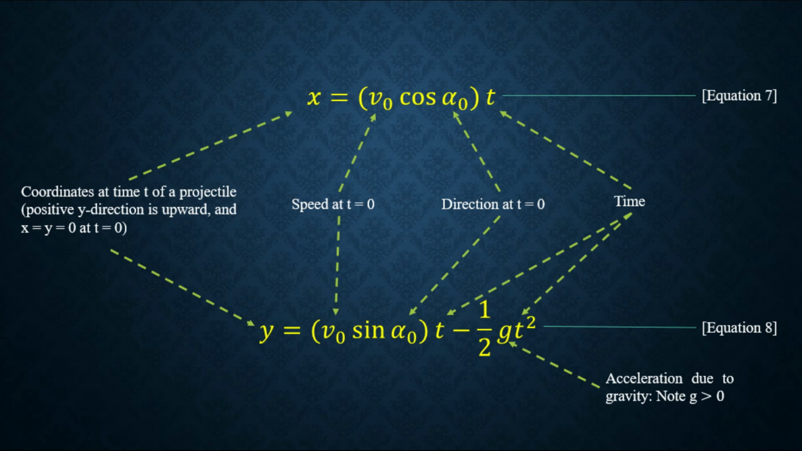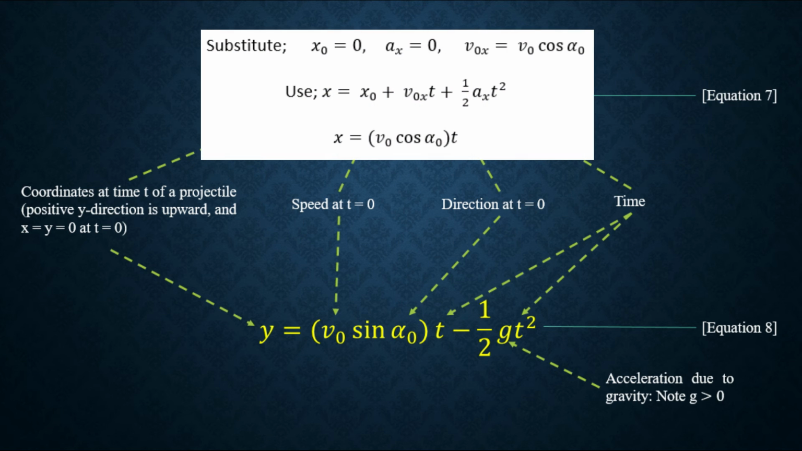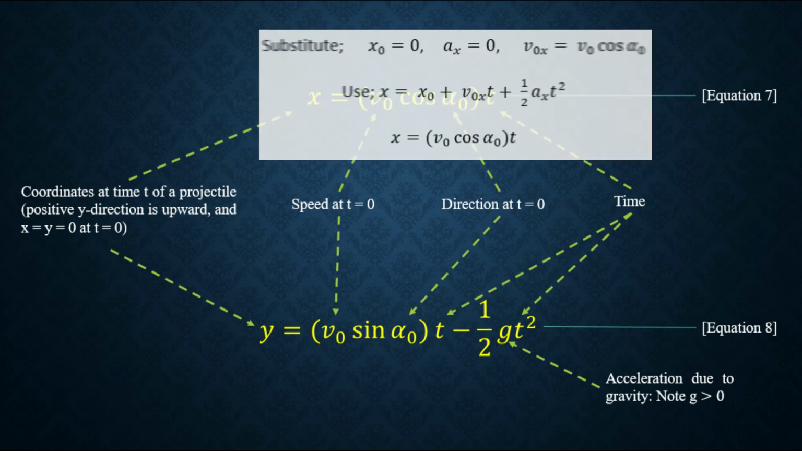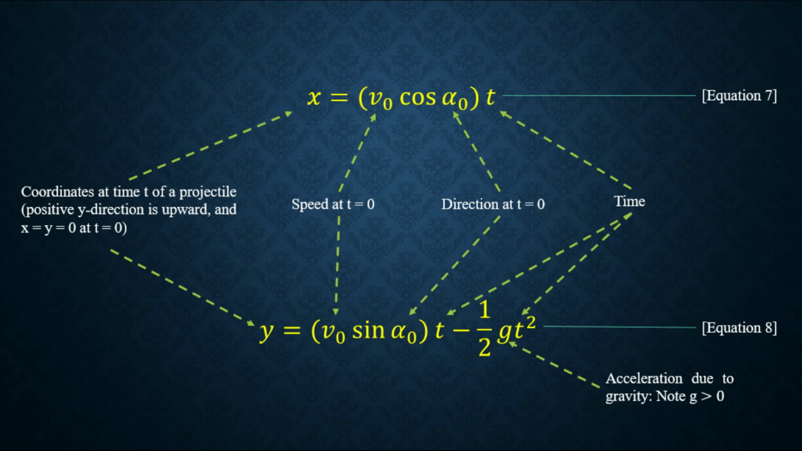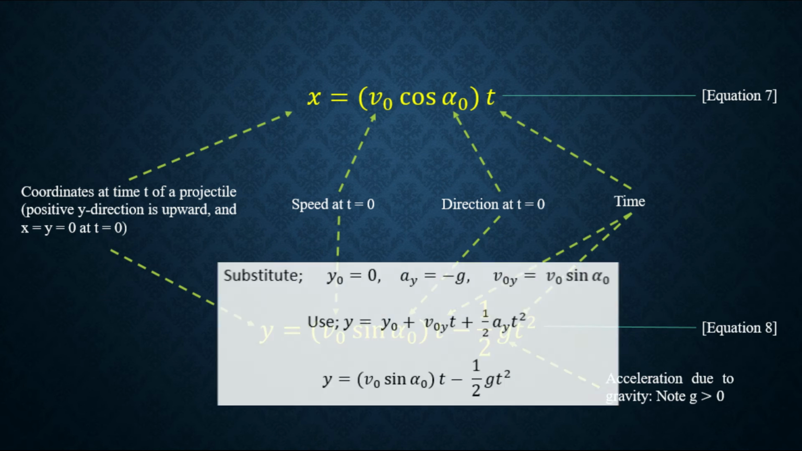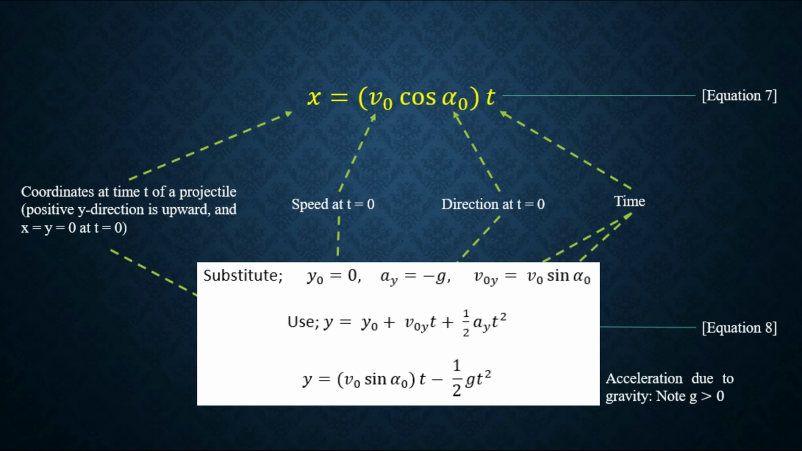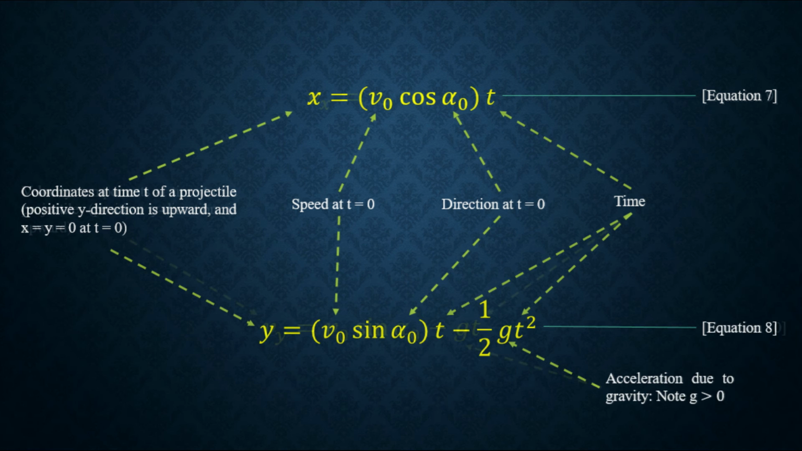To find the position, we need to use equation 2. From here, we can substitute equations 5 and 6 according to the specific axis. Figure 3 depicts the initial position of the projectile. So, firstly, to get the x-coordinate position, we take x0 equals 0 and a_x equals 0. Substitute equation 5. Then, we get equation 7. Secondly, to get the y-coordinate position, we take y0 equals 0 and a_y equals negative g. Substitute equation 6. Then, we get equation 8.